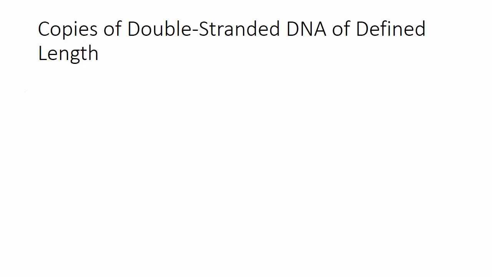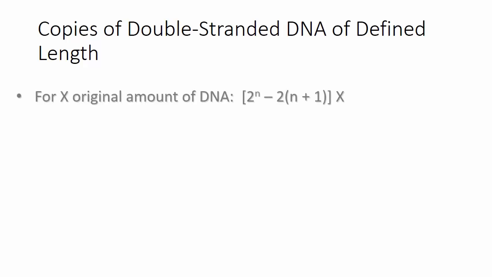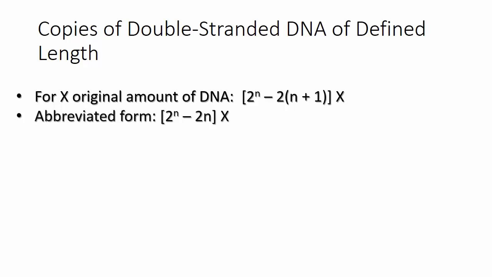Therefore, the expected amplification of the desired defined length product, that is double-stranded, with respect to the original template concentration, let's call it X here, can thus be represented by this formula. This is often abbreviated to a simple rule of thumb for the amplification, and this equation becomes 2 to the power n minus 2n, the whole thing multiplied by the original amount of DNA. Let's take an example here.